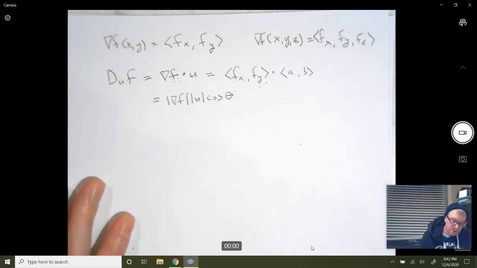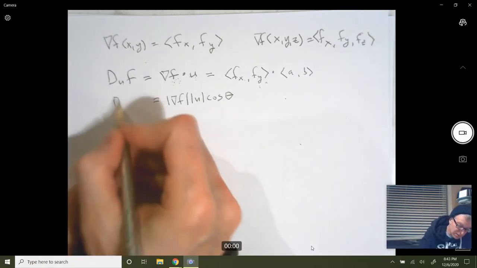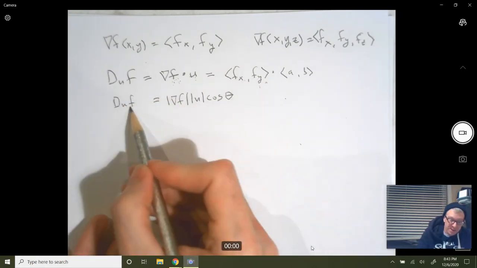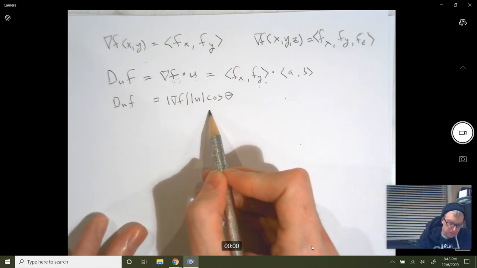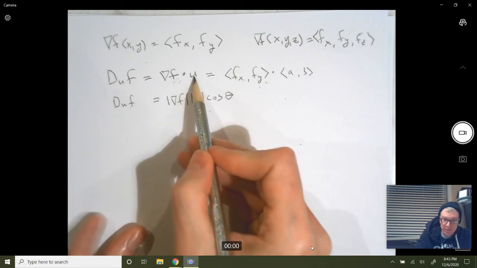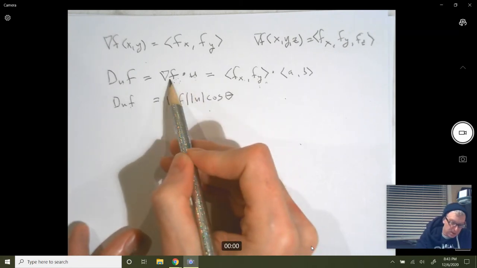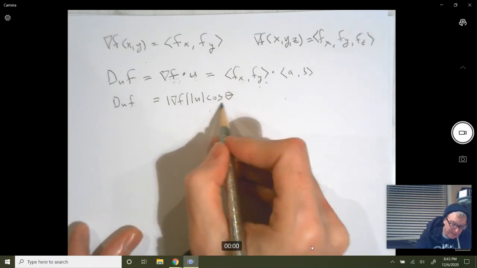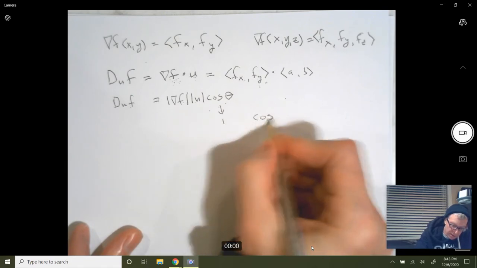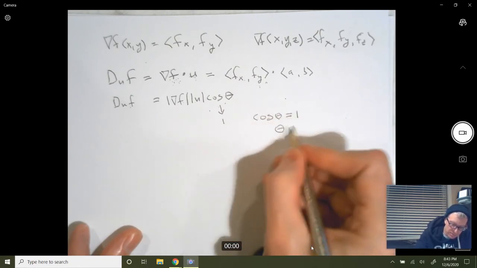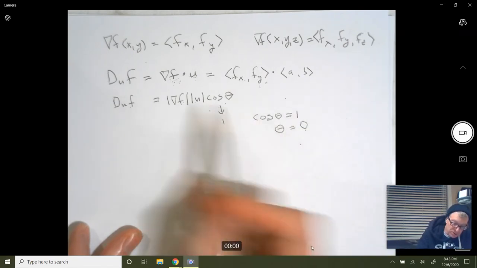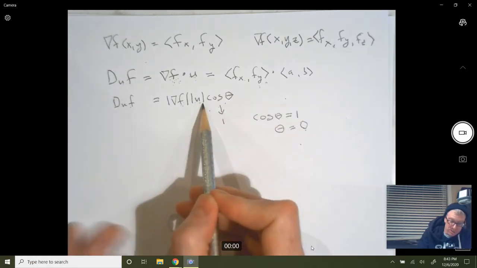Okay, so the significance here is that if you're finding a directional derivative, this thing is always maximized when these two things are in the same direction. So you're taking a derivative in the direction of the gradient. Okay, the math is pretty easy. This quantity is maximized when cosine is equal to 1, which means cosine of your angle equals 1, which means your angle is 0. So if the angle between these two is 0, that's when you're maximizing your directional derivative.